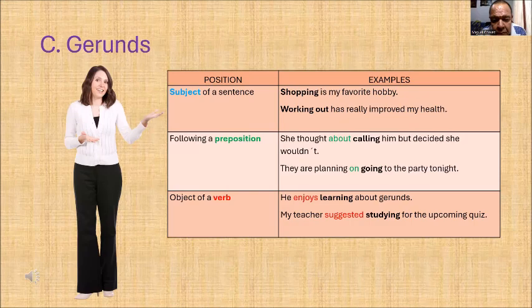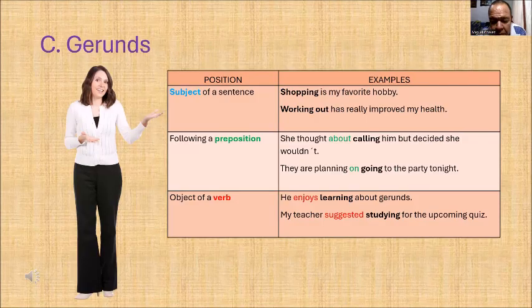Gerunds following a preposition. Gerunds are also common after a preposition. This rule applies to all prepositions, including ones that are part of a phrasal verb. For example, she thought about calling him but decided she wouldn't. They are planning on going to the party tonight.